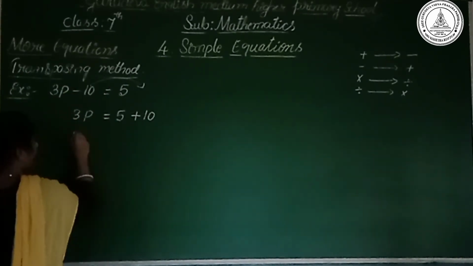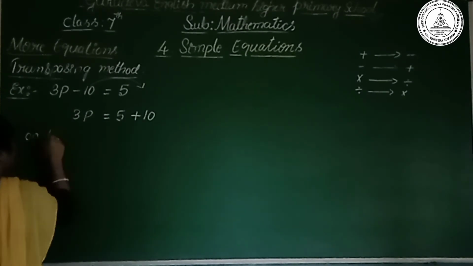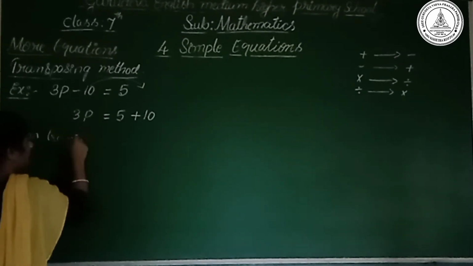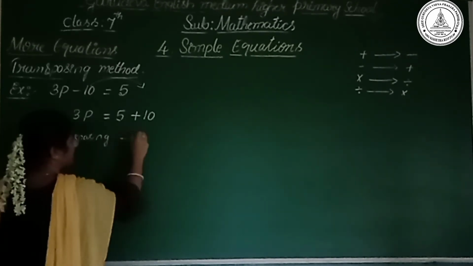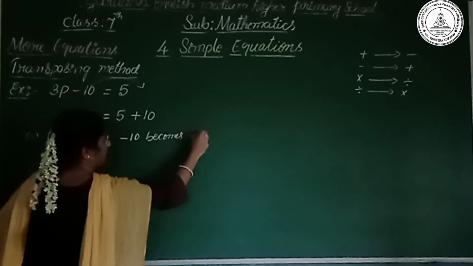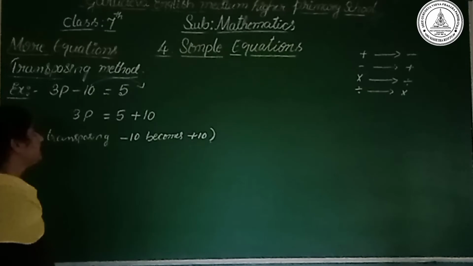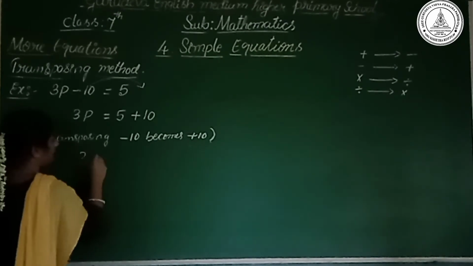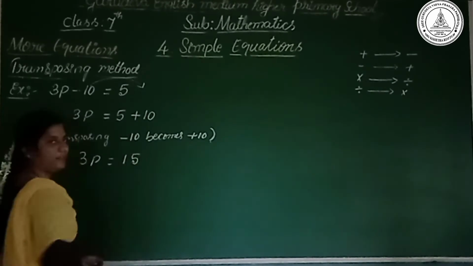Then simplify this. You may also write it as transposing, minus 10 becomes plus 10. So you may write it in the bracket. Then what we will get? 3p equals 5 plus 10, which is 15.